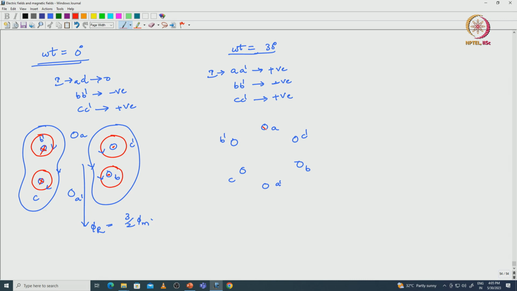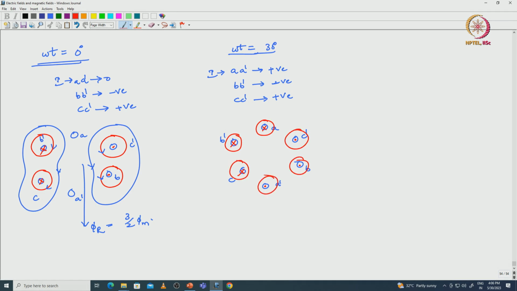A dash positive current means at A it is entering and at A dash it is leaving, and B dash negative current means at B dash current is entering and at B current is leaving, and C dash coil having the current positive, so at C it is entering and at C dash it is leaving. So apply the thumb rule and draw the flux loops for this kind of arrangement. So here we will see the flux loops in this manner.